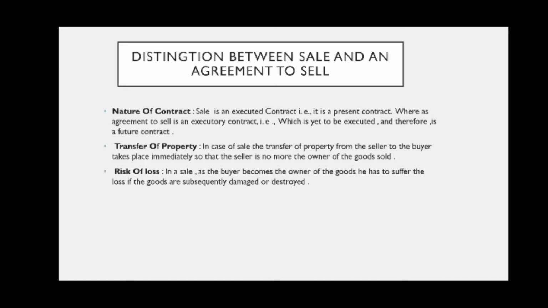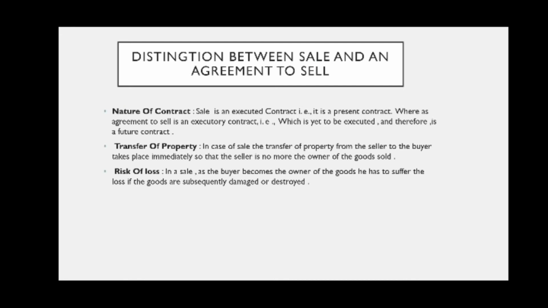Nature of contract. Sale is an executed contract, that is, it is a present contract, whereas an agreement to sell is an executory contract, that is, one which is yet to be executed and therefore is a future contract. Transfer of property. In case of sale, the transfer of property from the seller to the buyer takes place immediately, so that the seller is no more the owner of the goods sold. In case of an agreement to sell, the transfer of property is to take place at a future date or subject to some conditions to be fulfilled. The seller continues to be the owner.